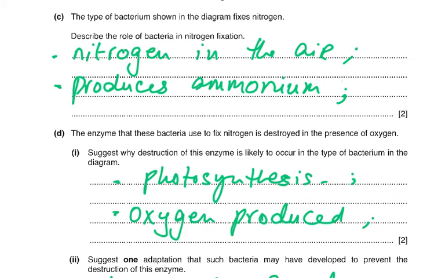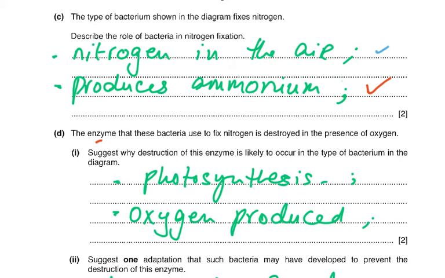Then the part C says the type of bacterium shown in the diagram fixes nitrogen. Describe the role of bacteria in nitrogen fixation. So basically nitrogen fixation means the nitrogen in the air is going to be taken up by this and it is going to result in the production of ammonium ions, which of course will then be converted to amino acids and used by the plant.